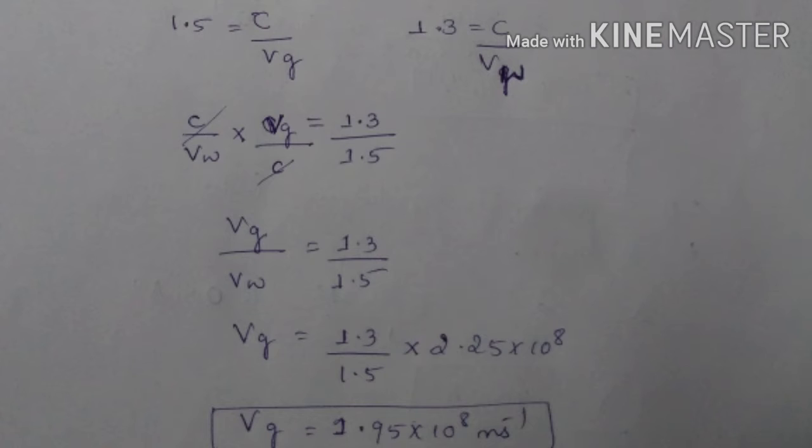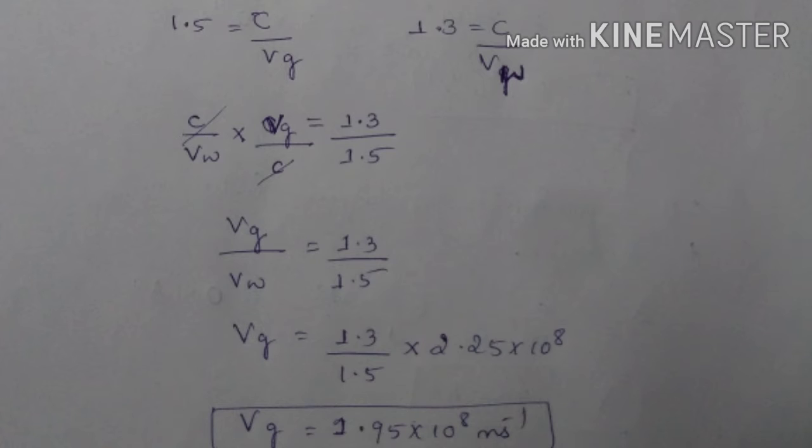So from the data or from the question we know the value of Vw. Substitute the value of Vw in the above formula. So Vg will be equal to 1.3 divided by 1.5 multiplied by 2.25 into 10 power 8. So Vg can be written as, if you solve this mathematics, then you will get Vg is equal to 1.95 into 10 power 8 meters per second.